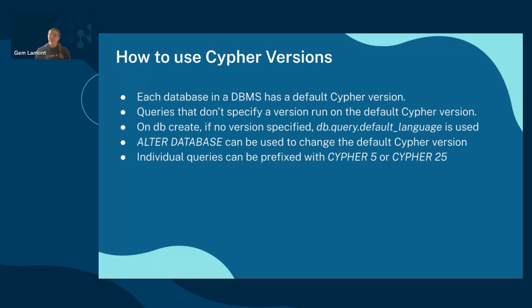So I'll jump into how you can use Cypher versions. Every database and DBMS has a default Cypher version. If you don't specify which version to run your query on, then it's this default version that is used. This is set up on database create. You can either explicitly say which Cypher version you want your database created with. And if you don't do that, there's a config item called db.query.default_language, and it is this one that is used. At any point in time, you can also alter your database to change the default Cypher version.